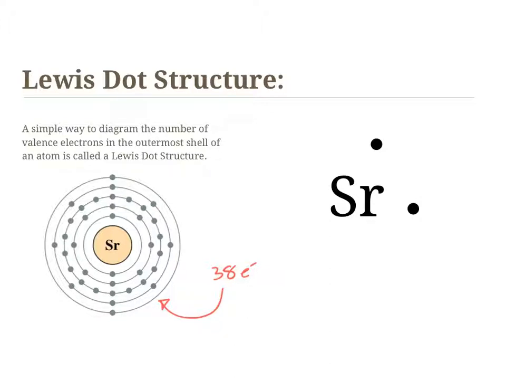So what I do want you to do is take a look at these structures and identify what their valence electrons are and do your very best to figure out a way to identify the valence electrons without having to draw them.